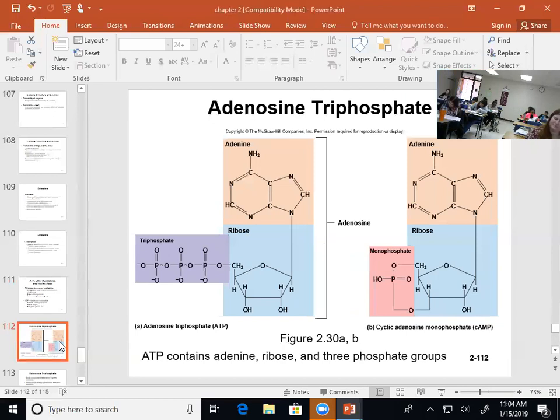So what do we call ATP? We call it an energy molecule because it acts like a battery. A battery with full charge has an ATP. Are you good with that?